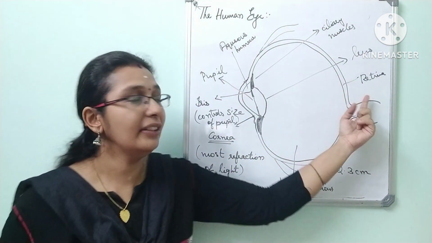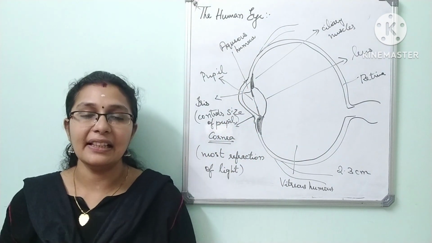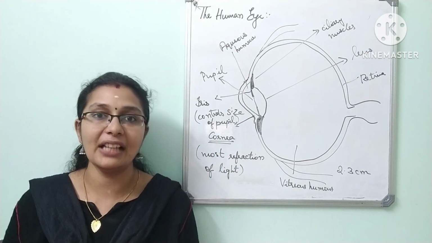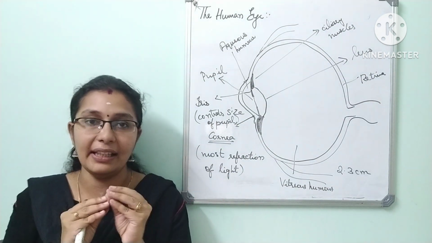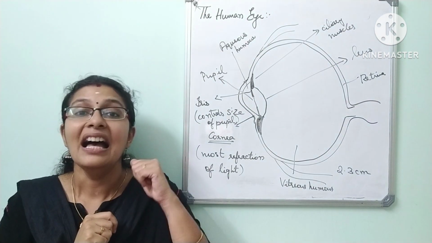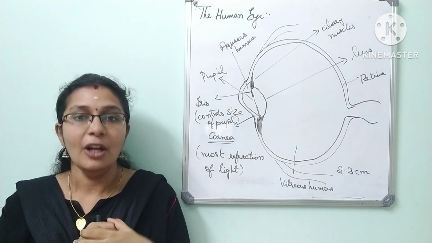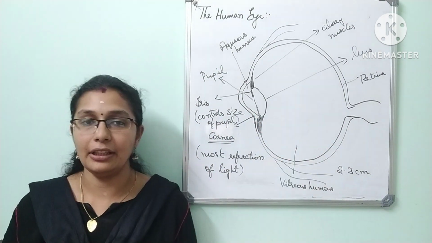Then we go with the retina. As I told you, the eye lens is a convex lens. For a convex lens, we know what kind of image it forms. It converges light and brings it to the focus. And what kind of image is formed by a convex lens? It is real and inverted, right? So a real and inverted image is formed on the retina.